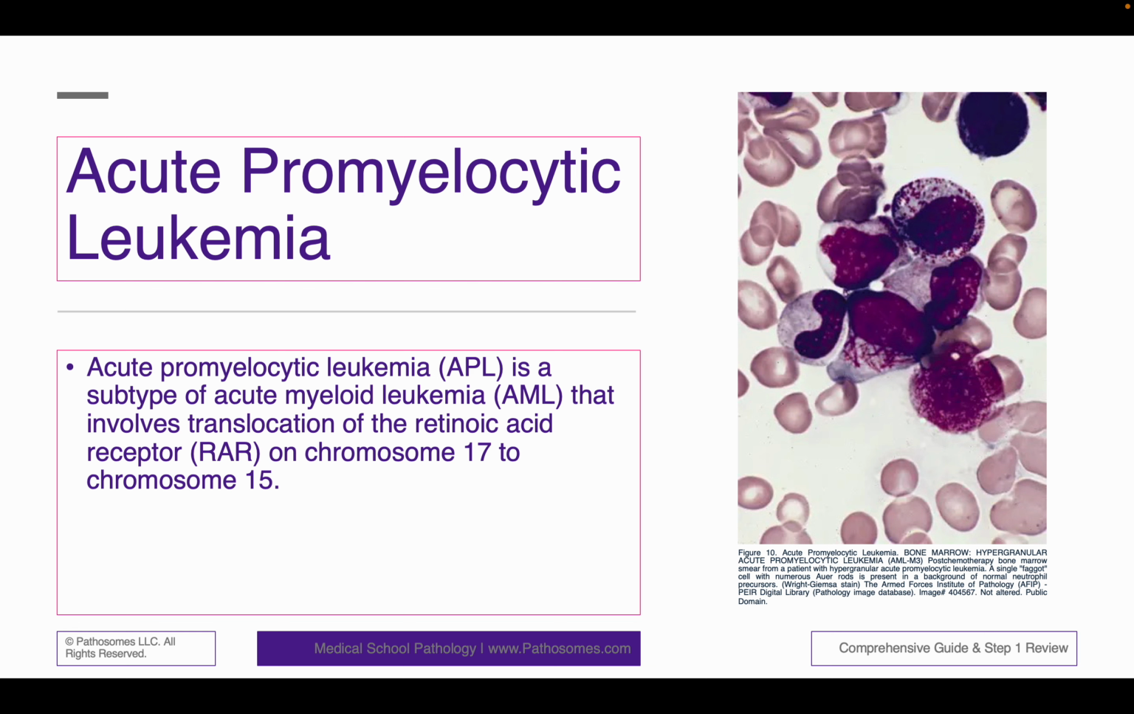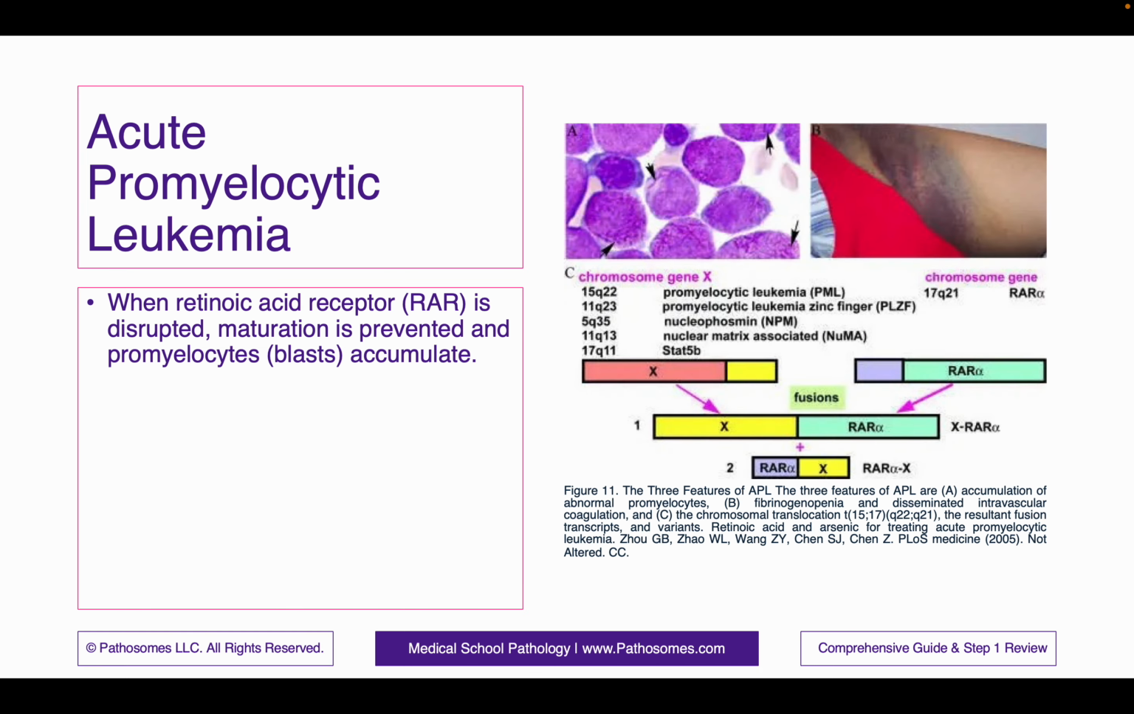You see all those Auer rods? You have to know that. And now you do. And you know that they're important. When retinoic acid receptor is disrupted, maturation is prevented and promyelocytes, blasts, accumulate.